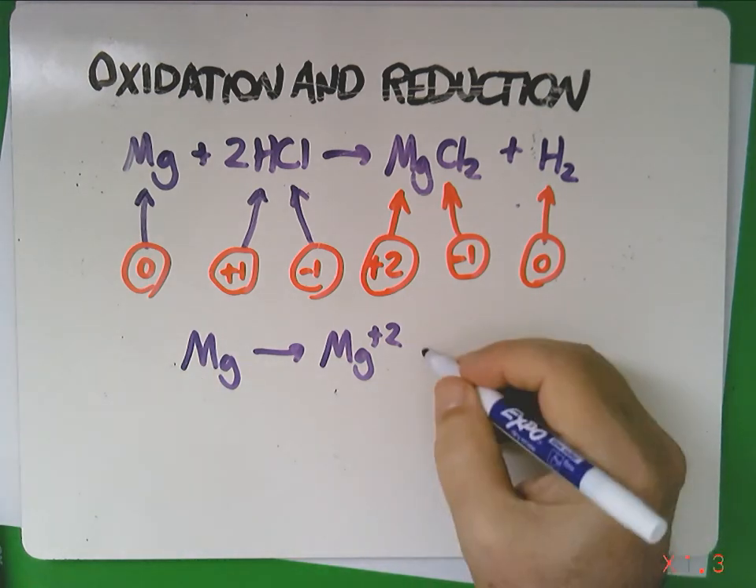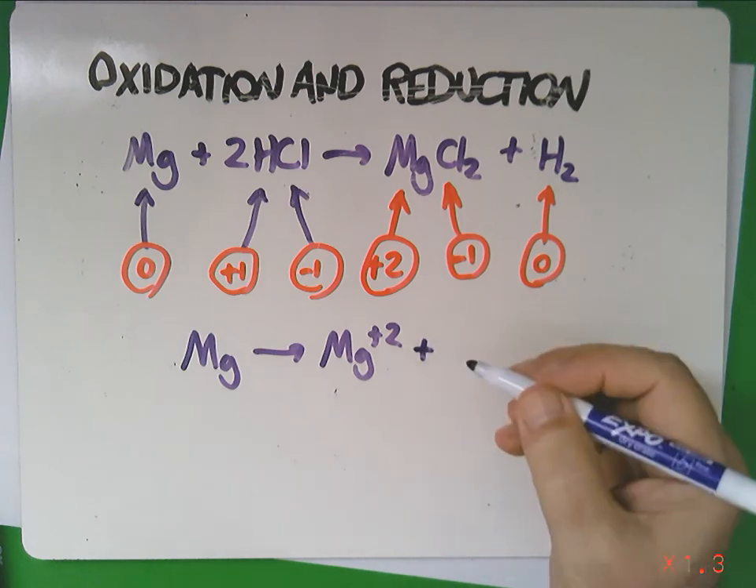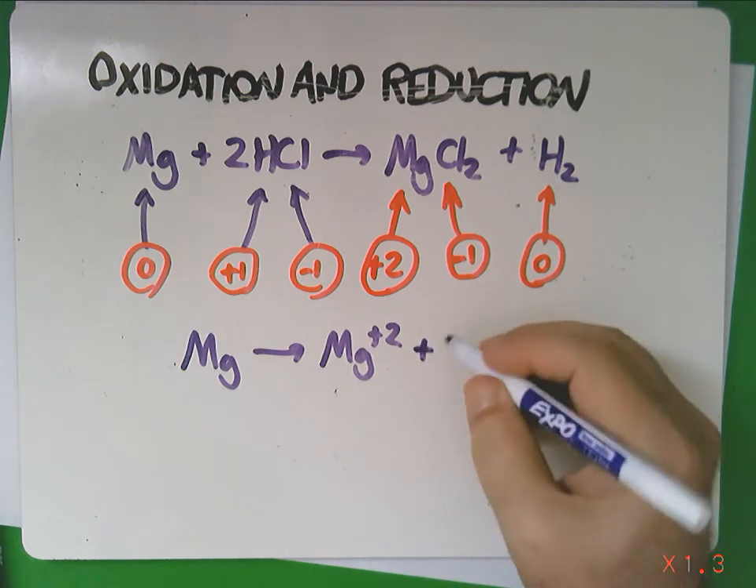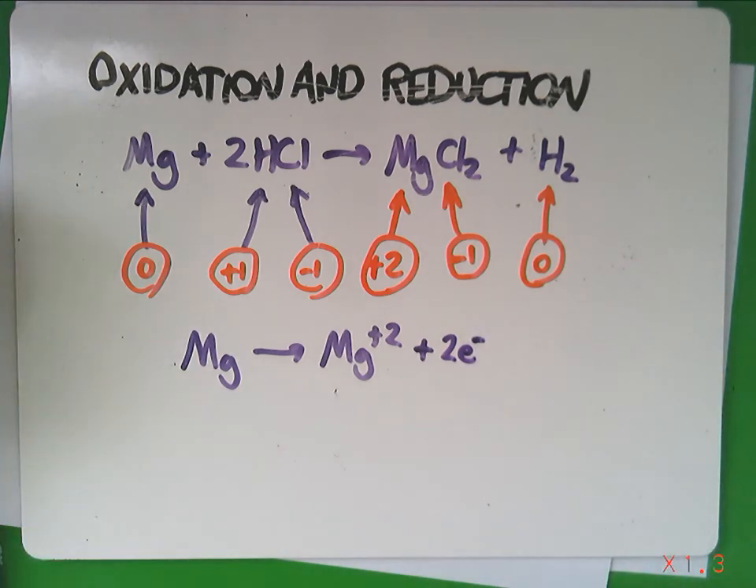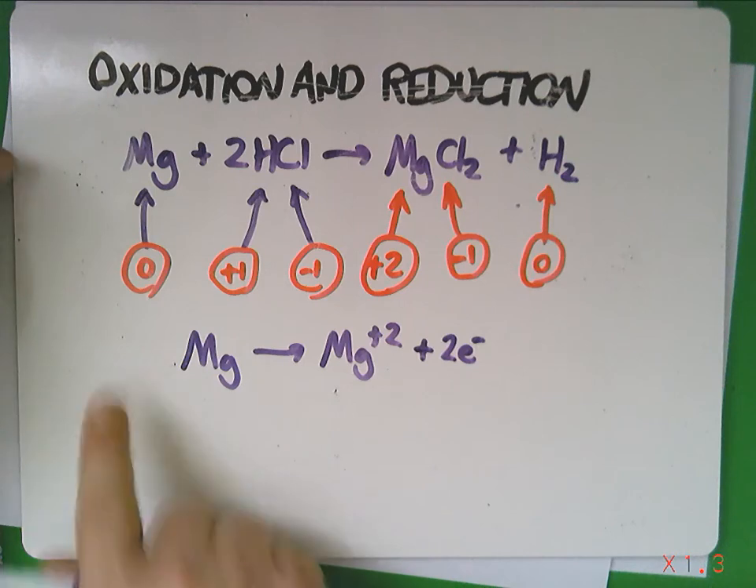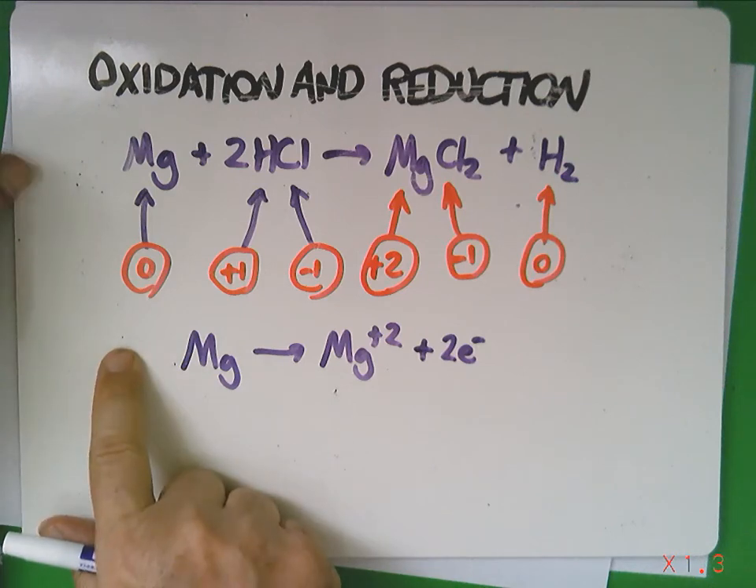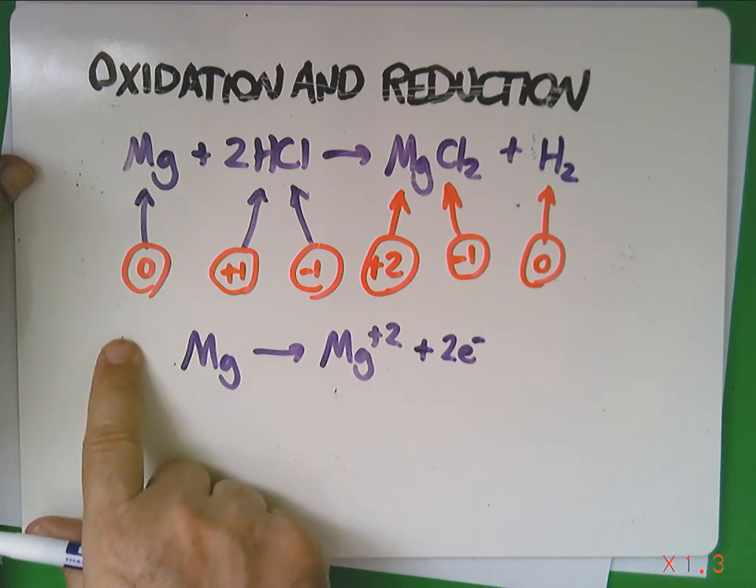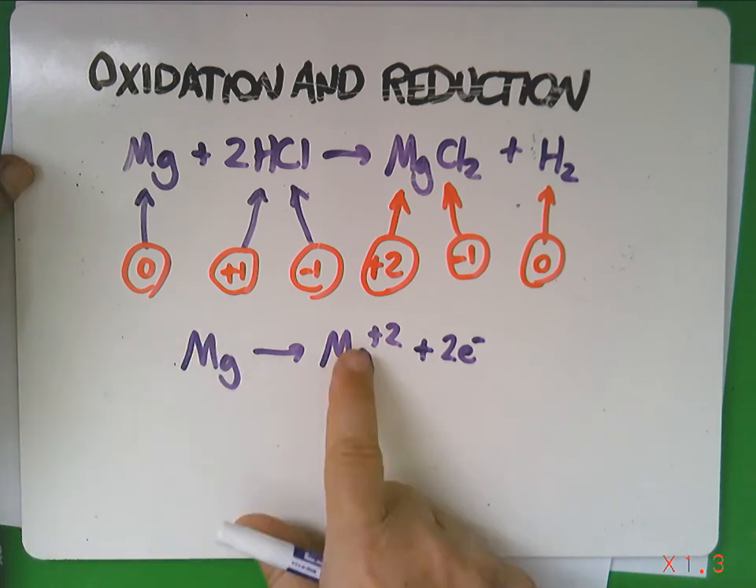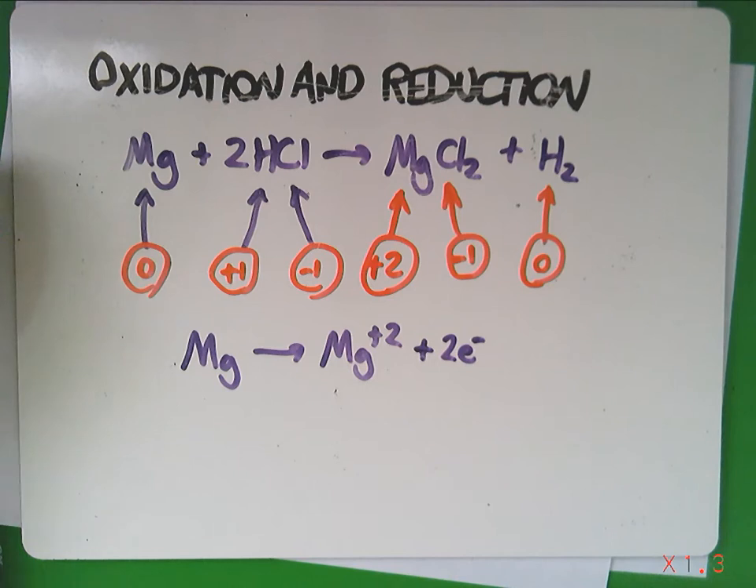What I can do at this point when I'm writing these half reactions down is add electrons to one of the sides to balance the charge off. Obviously, I can't add electrons over here because this is a plus charge and this is a 0 charge. If I add electrons over here, I'd be putting a minus charge on one side and a plus charge on the other side. I'd be making things worse.